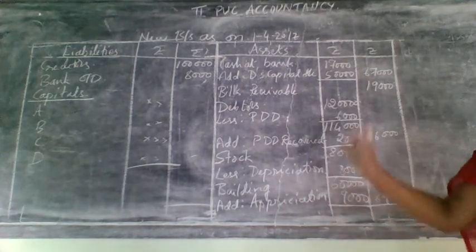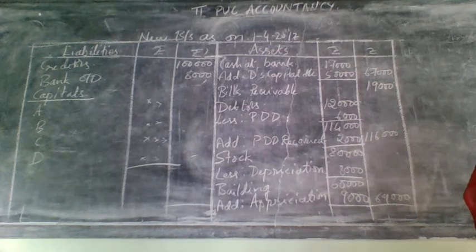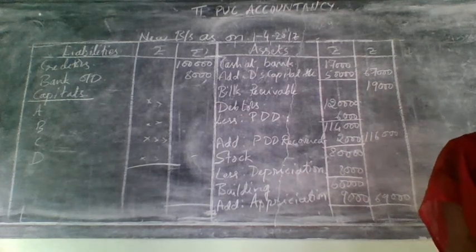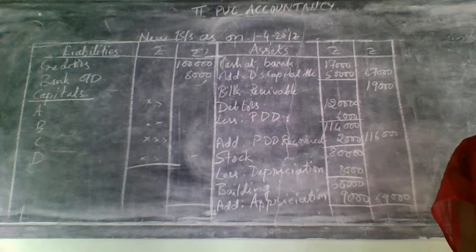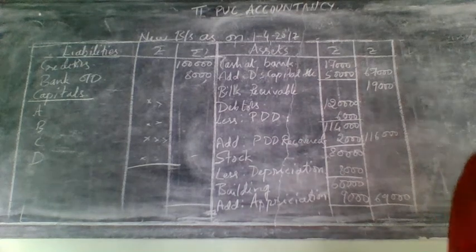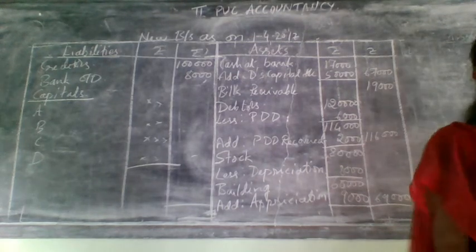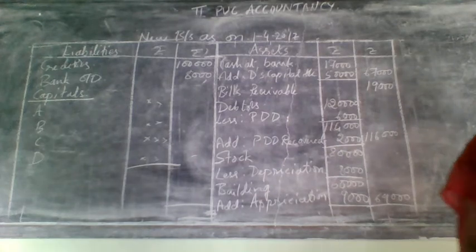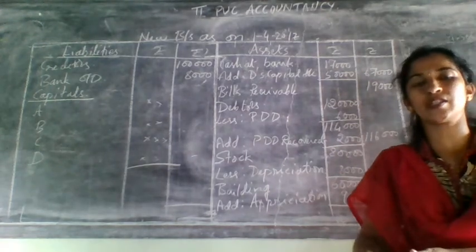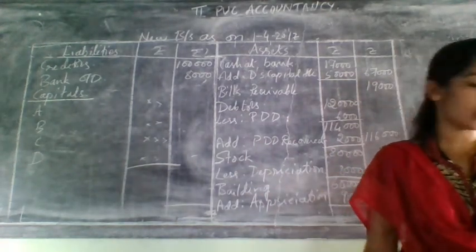11th problem we have solved now. 12th problem, they have given new partner should bring 25,000 as capital and the goodwill was raised to 24,000. This I have already solved for you. So this is also over. That is related to case 3. That means goodwill amount will remain in the business and you need to show that goodwill amount in the balance sheet.